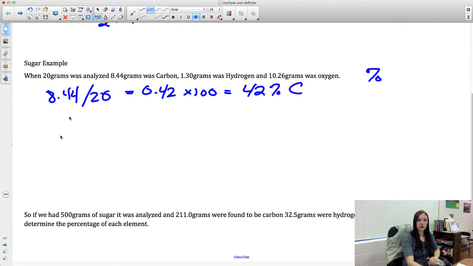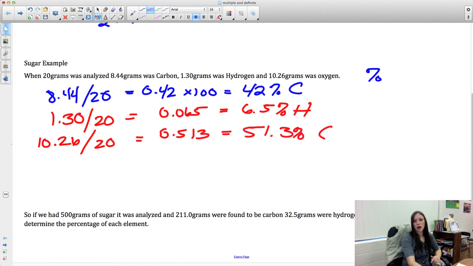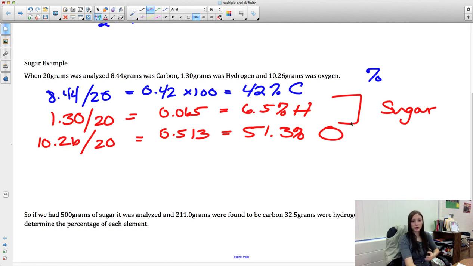And I look at hydrogen. I have 1.3 grams out of the 20 is hydrogen, which is going to be 0.065 times 100, which is 6.5% hydrogen. And then the rest of it, that 10.26 grams of oxygen out of the 20 is 0.513, which is 51.3% oxygen. So sugar will always be this combination of C, H, and O. Now there are many types of sugars, but the one particular type of sugar that we're looking at has these percentages.